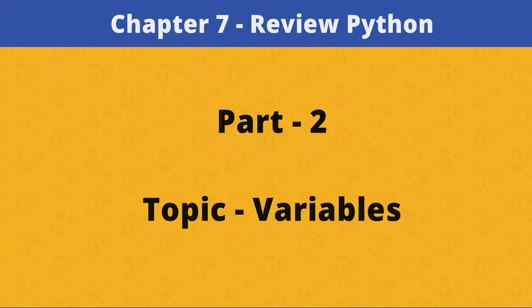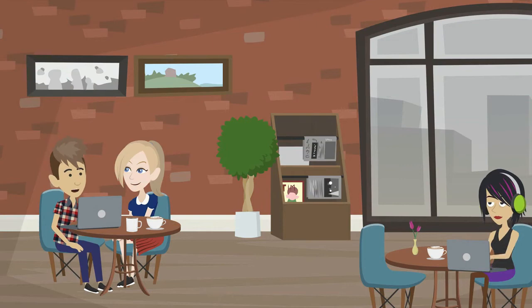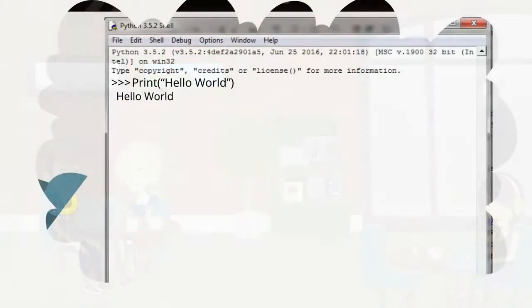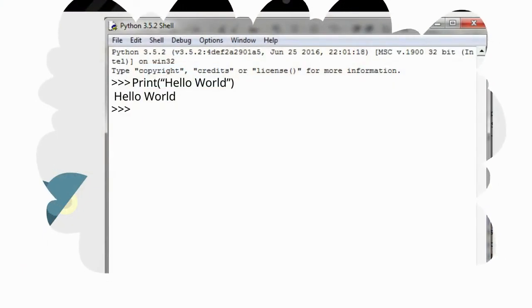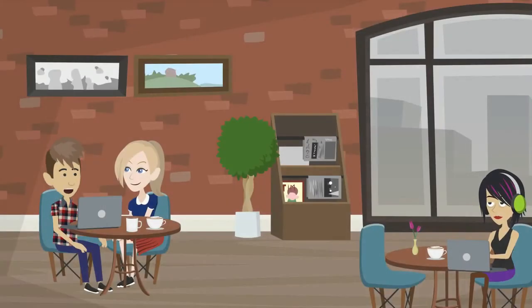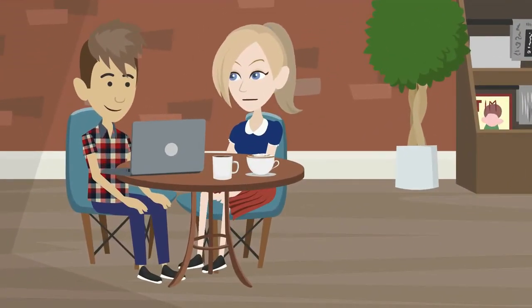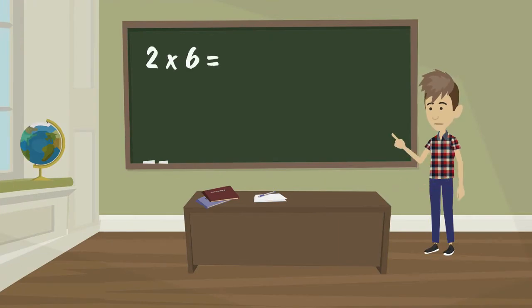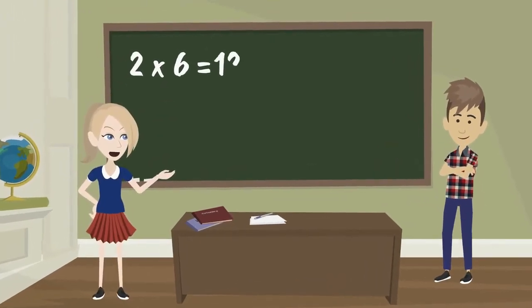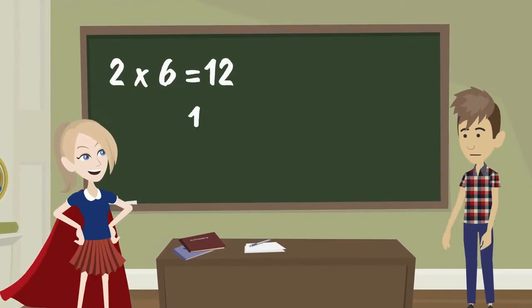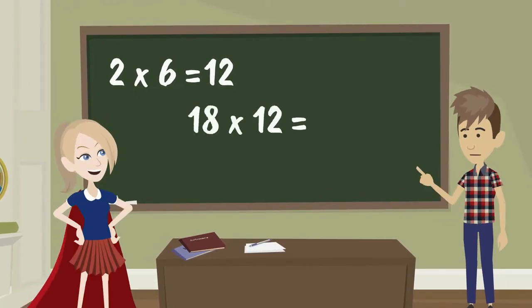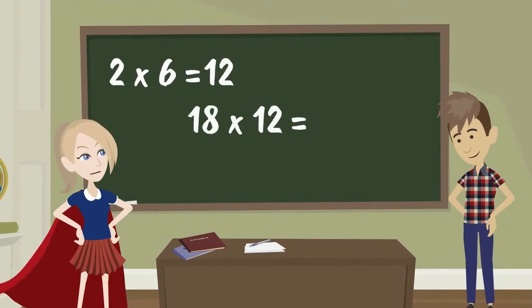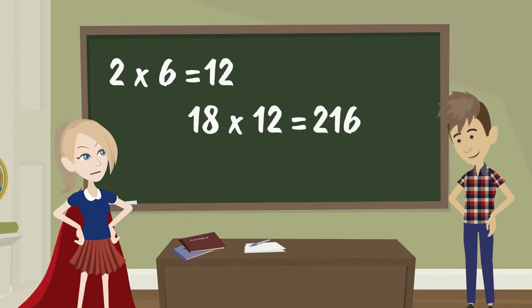Okay, so let's start. Sophia, you're going on the right track. You've written your very own Hello World code in Python. Now, let's do some math. All right, I love math. Okay, then tell me, what is 2 times 6? 2 times 6 is 12. Good. What is 18 times 12? Easy peasy. 18 times 12 is 216.